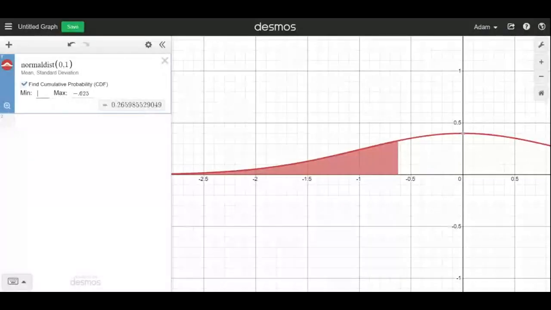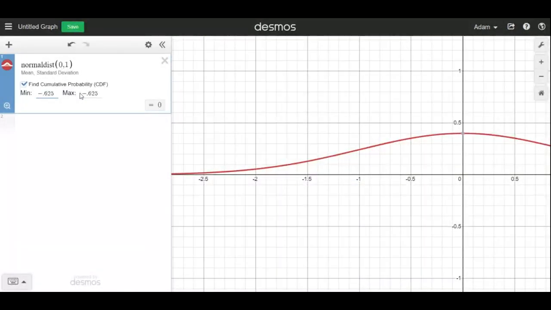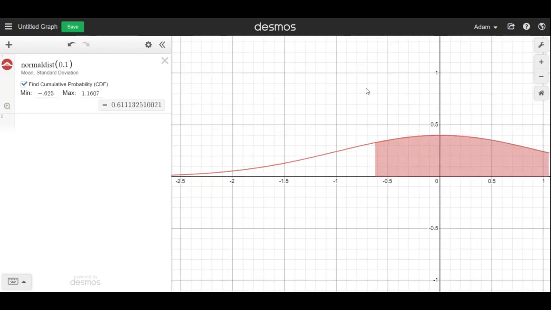Okay, here it comes. So again, we have negative 0.625. We have the z-scores, right? For the other z-score, it was 1.1617, I think. Let me double check. I don't want to give you wrong answers. 1.1607. Okay, that's all right. It's easy to fix. Graphically, we have this.